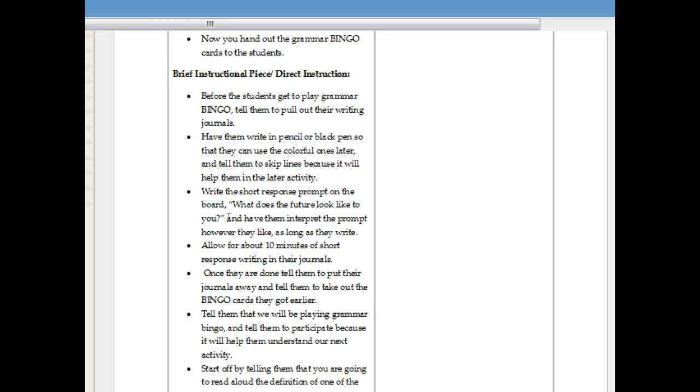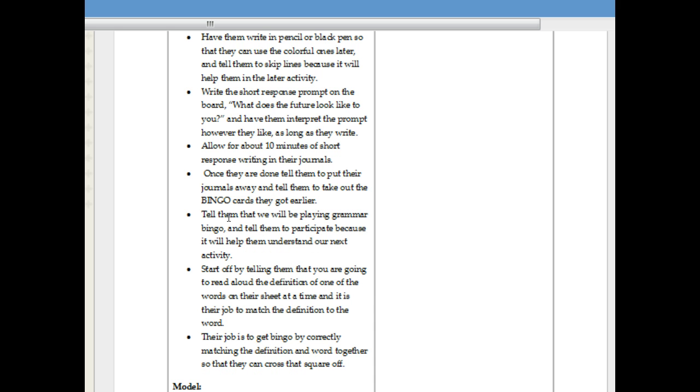Interesting question. What does the future look like to you? Interpret the prompt however you want. Good for you. Good for you. You're getting them to write something so they can go back to it. Okay. Tell them to put their journals away. If you're going to have kids write on something like that, you may want to allow them some verbal processing time. They're going to take it from you whether you allow it or not, so just go ahead and allow it, okay?